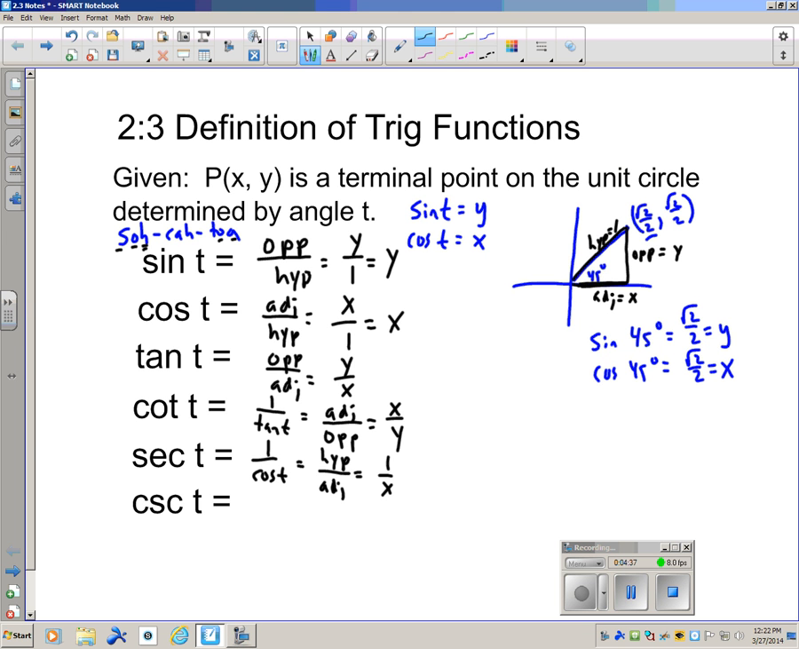Cosecant is the reciprocal of our sine, so 1 over sine t. But sine is opposite over hypotenuse, so I can just flip that fraction and say hypotenuse over opposite. And looking up at the sine, it's 1 or y over 1, so that becomes 1 over y. So there we have our values for the unit circle.